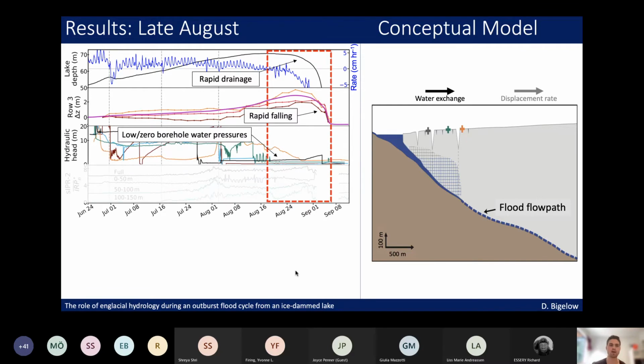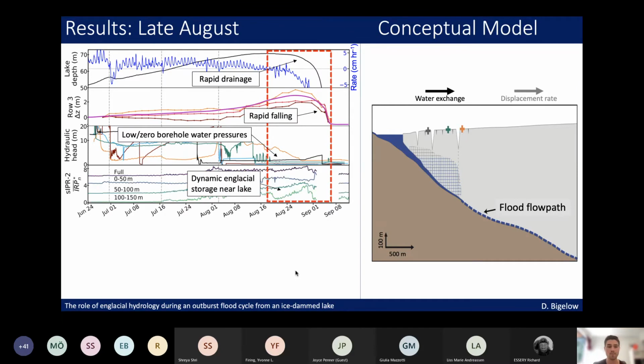Towards the end of the season, we have very low or almost zero borehole water pressures. So that suggests that the near englacial system is draining rapidly. And in terms of our radar system, what we measured was a dynamic response in englacial storage near to the lake. So obviously, while the lake is draining, water is really getting pushed around between fractures as that ice shelf is bending and flexing in response to the lake level dropping.